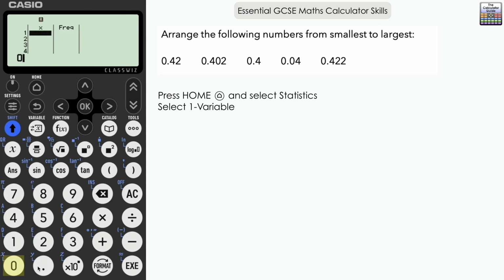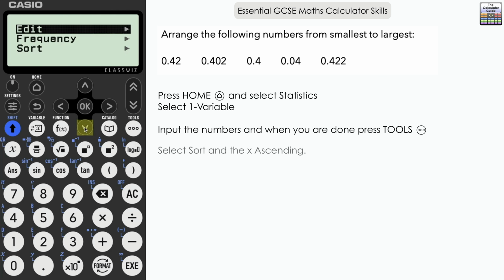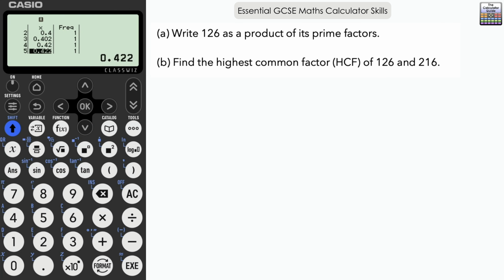And I'm going to input the numbers here, 0.42 and so on. Just take your time with all of these to ensure that they are inputted accurately. Once you've inputted those there, press Tools, down to Sort, and then we want smallest to largest, so it's X ascending, and there we have them sorted in order for you, starting with the smallest and ending with the largest, just in case you weren't sure.